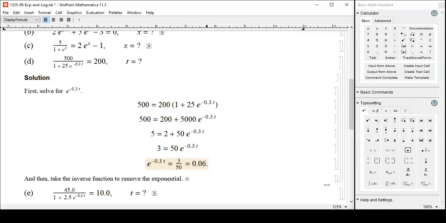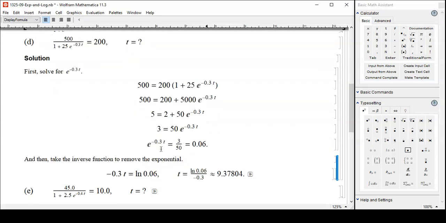So we have to take the logarithm to find out t. Taking the log of this, we remove the exponential. So we get log of 0.06. Flip over -0.3 as well, finally, and we get this answer. Punch it into the calculator, you're going to get whatever.